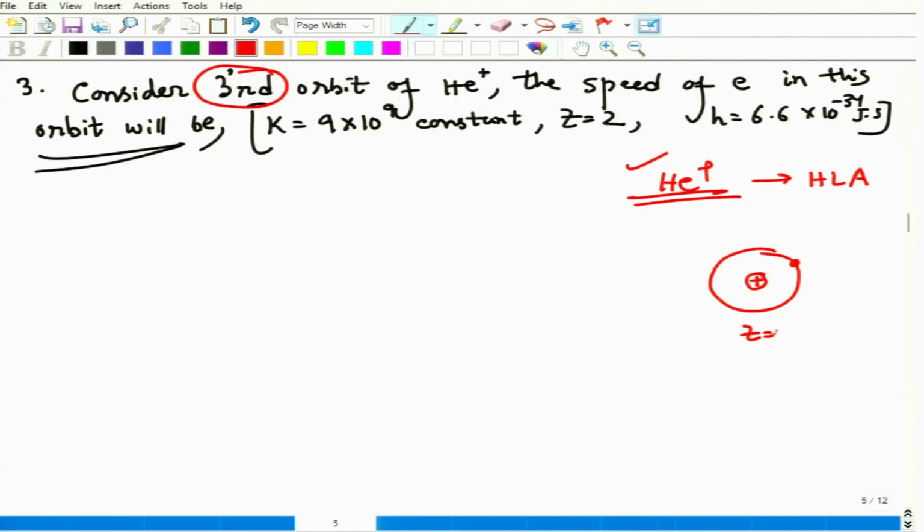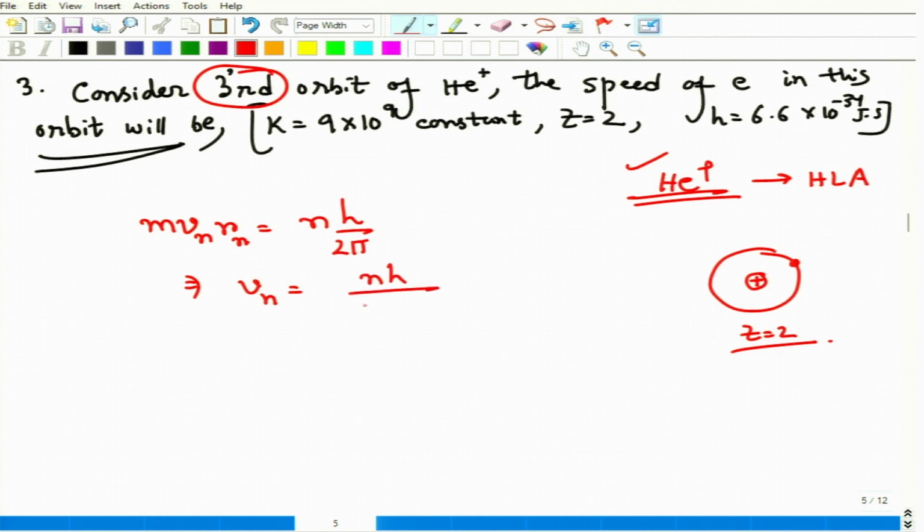So Z should be 2, that is already given. Now what do we have to find out? We have to find out the speed of the electron. What was the formula? mvr equals nh by 2 pi. So v is actually nh by 2 pi m r_n. Now we have to put in r, because r is also a variable.